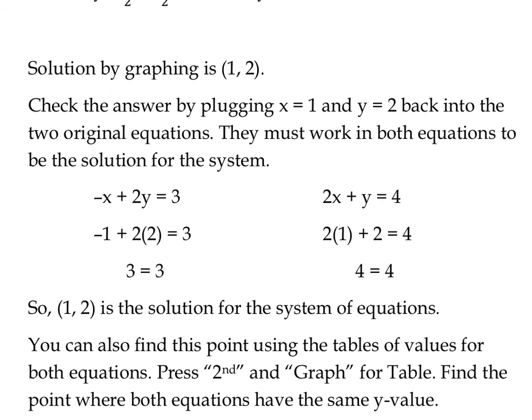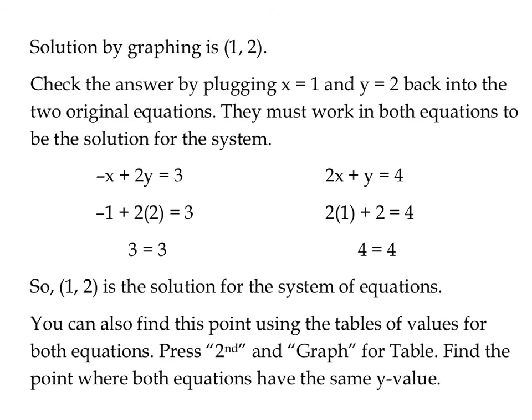Especially if you're graphing by hand, but anytime you're graphing, you want to make sure you didn't make a mistake in the calculation using the graphs. You can plug the point (1, 2) into the equations, 1 for x and 2 for y. You want to plug into both equations. Here's one of our original equations, here's the other one. In the first equation, we get 3 equals 3, which is correct. The second equation, we get 4 equals 4, which is also correct. So that means this point (1, 2) is the solution for the system.